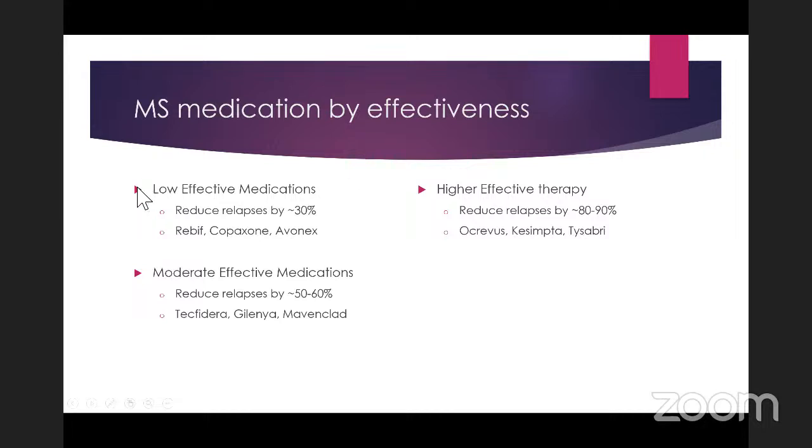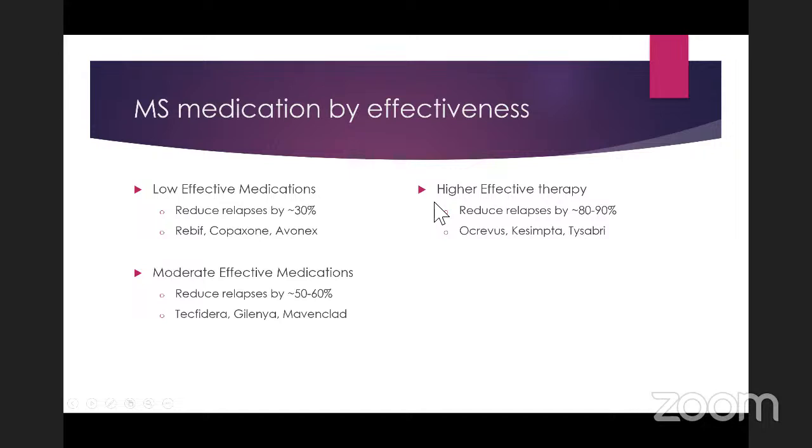So the first category is the low effective medications. To give you an idea, these medications reduce relapses and new lesions by 30%. They're the older-school ones, from the 90s and early 2000s. They are Rebif, Copaxone, Avonex, Aubagio. Most of them are injection medications. There are also moderate effective medications as the next level, and these reduce relapses by 50 to 60%. Some of those you might have heard of, like Tecfidera, Gilenya, Mavenclad. All of these medications are oral pills.